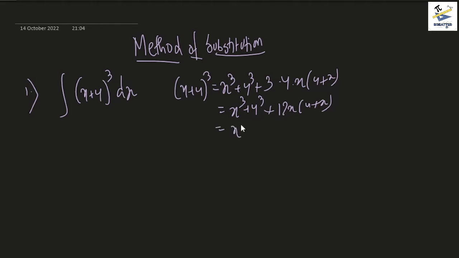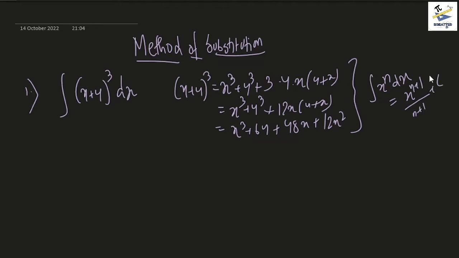So you can break it down as x cube plus 64 plus 48x plus 12x square, and then you can integrate all of the terms separately, because all of them are just a constant times some power of x, and we very well know that the integration of x to the power n is simply x to the power n plus 1 by n plus 1 plus c, right? So obviously this is one method, but the method of substitution makes it a lot simpler for us. We substitute y equals x plus 4.